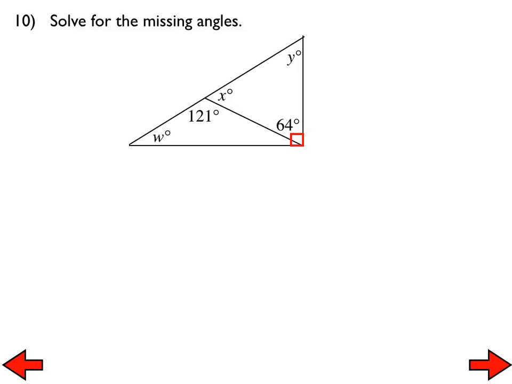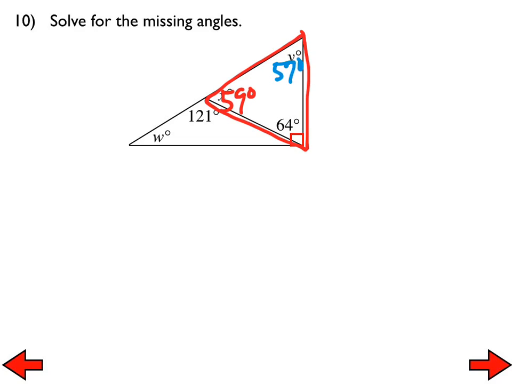All right, could somebody give me what angle x is, please? Just shout it out. 59 degrees. Now, once we have that one, we have this triangle right here. And the triangle sum theorem tells us that 3 angles in a triangle have to be 180 degrees. Could somebody please just tell me what angle y is then? 57, do we agree with that?